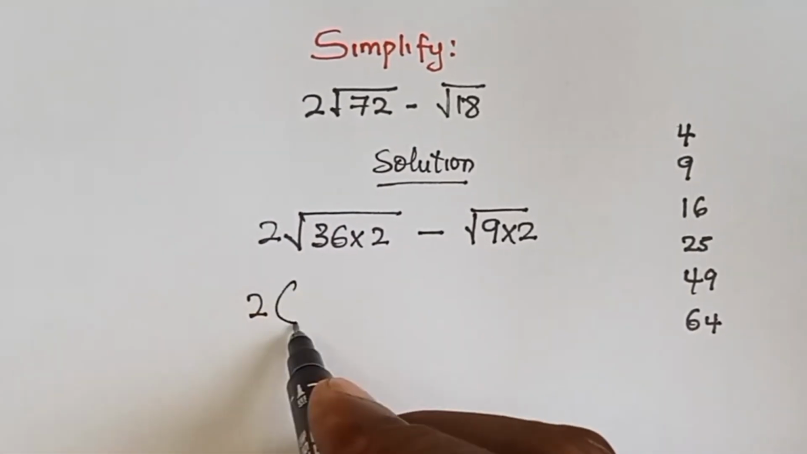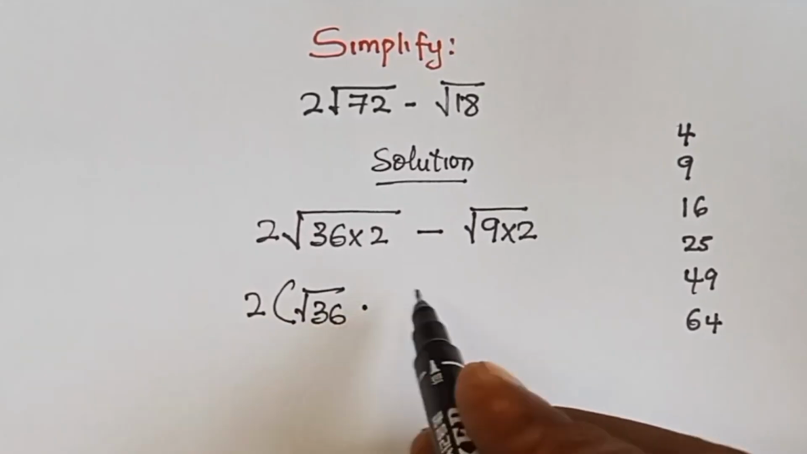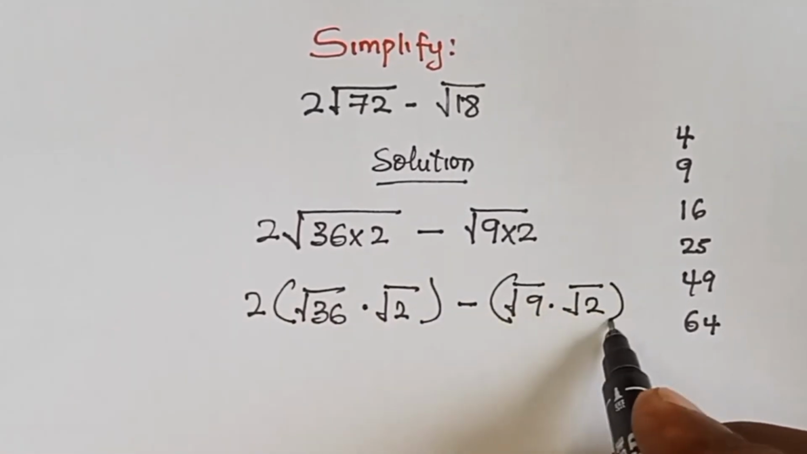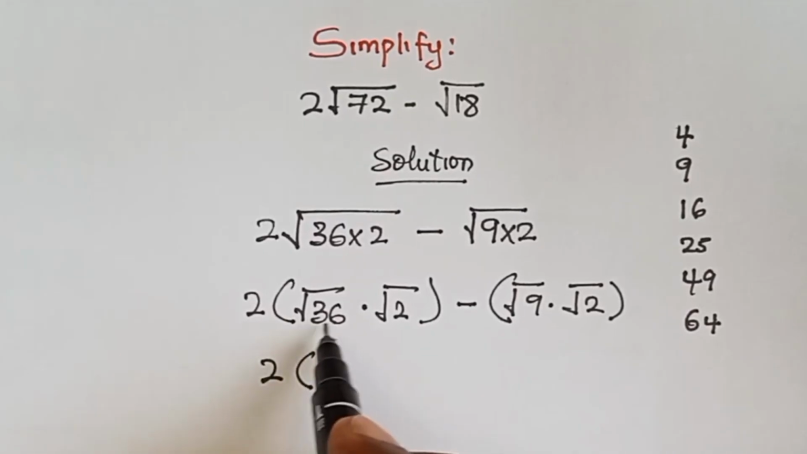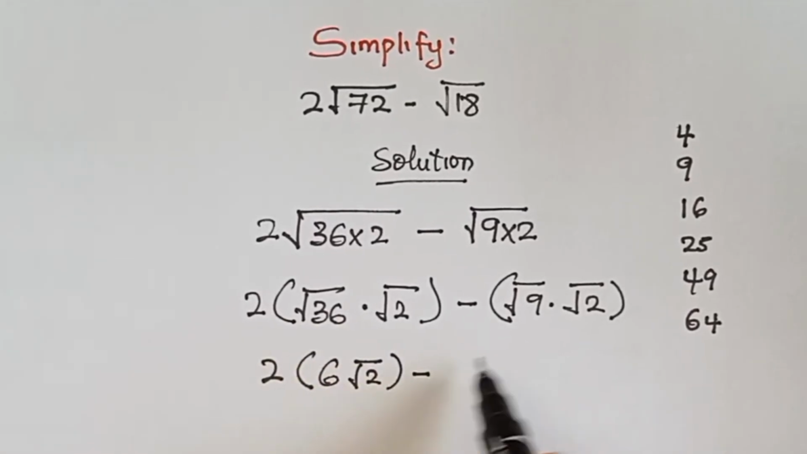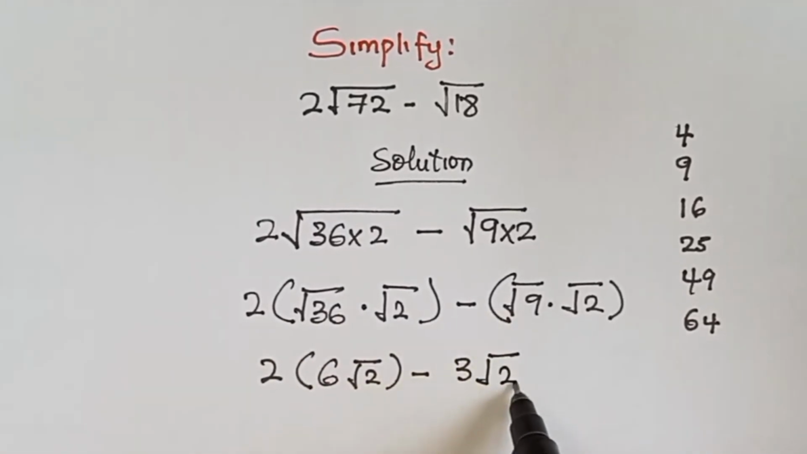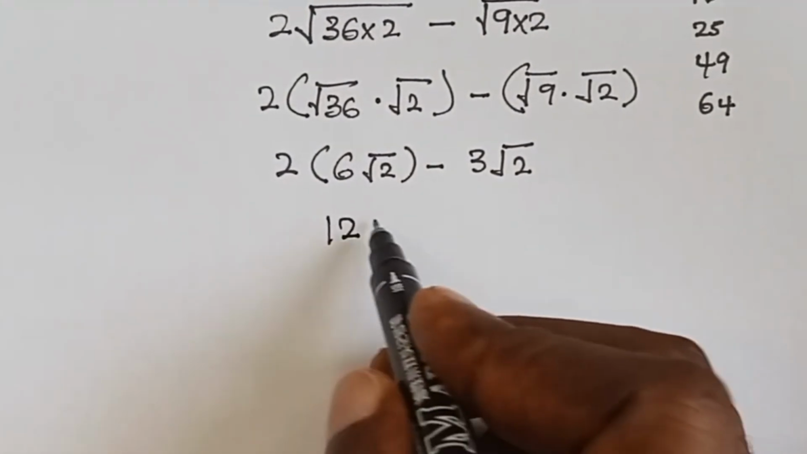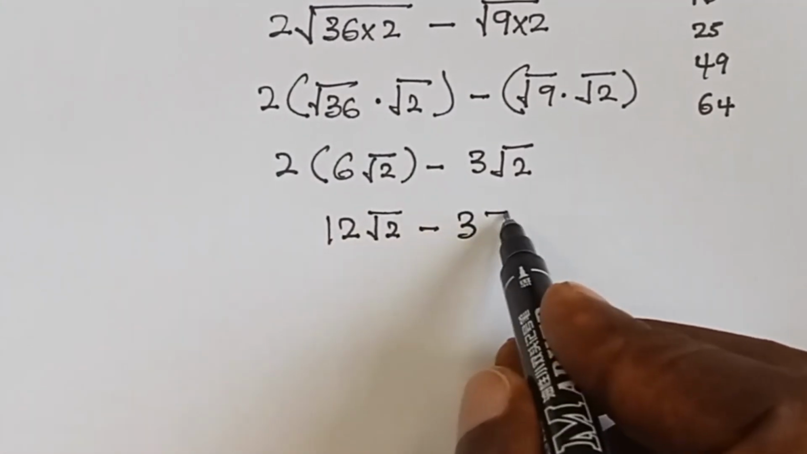Right, so from here, we do square root of 36 multiplied by square root of 2. And also here we do square root of 9 multiplied by square root of 2. So what is square root of 36? Square root of 36 is 6, multiplied with root 2, minus square root of 9 is 3, multiplied by root 2. We expand the bracket, we open this bracket. 2 times 6 is 12, so we have 12 root 2 minus 3 root 2.